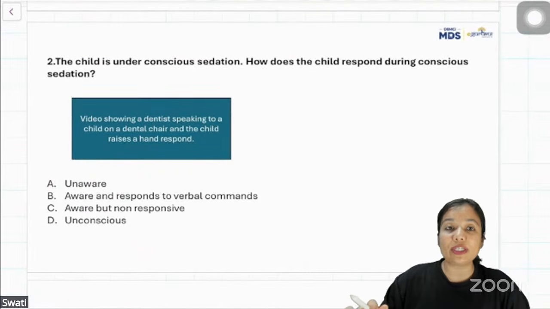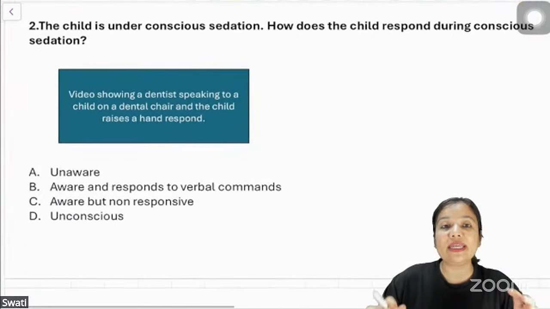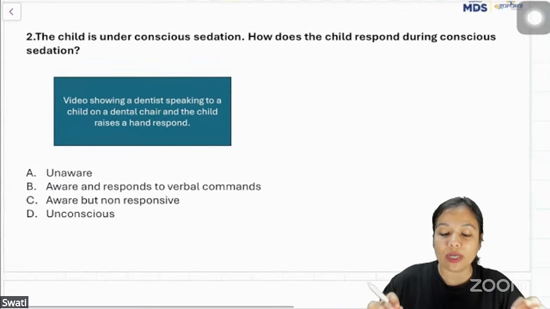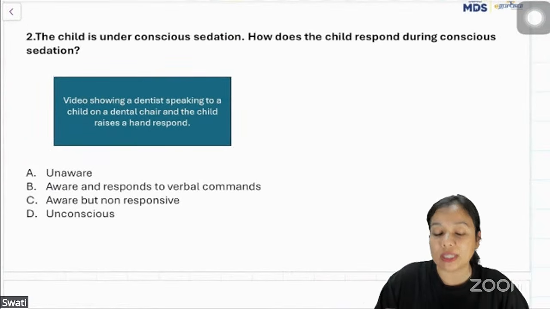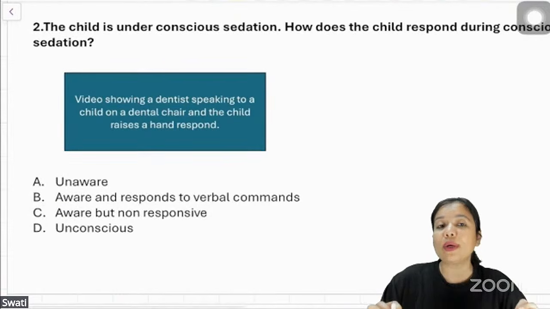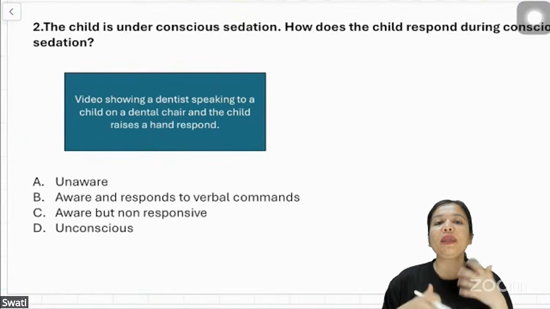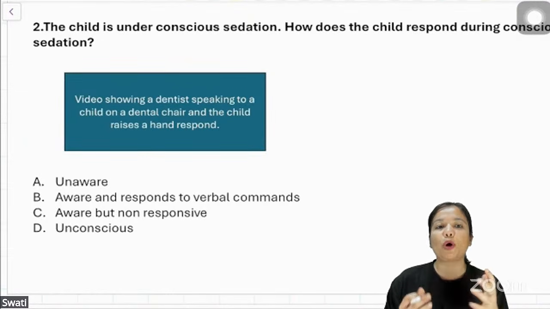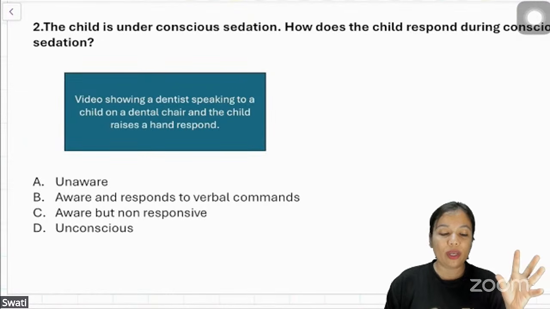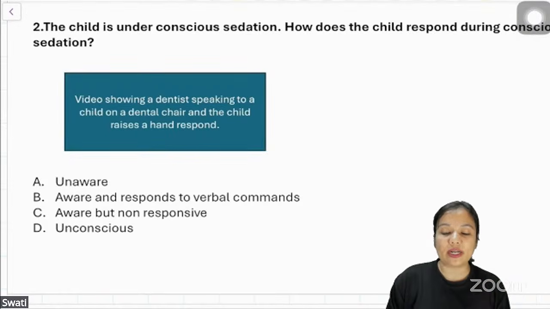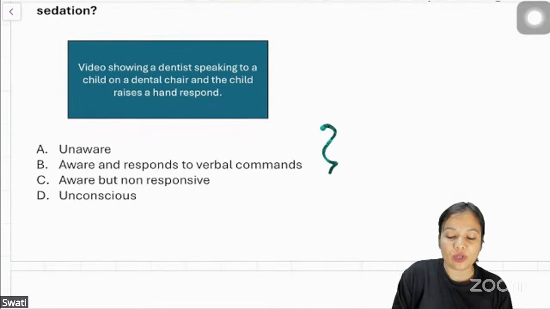So the second question was, the child is under conscious sedation and how does the child respond during conscious sedation? This was a video question, and there was a video where a dentist is speaking to a child and the child is responding by raising the hand. And they had asked, how does a child respond during conscious sedation? And these were the options.